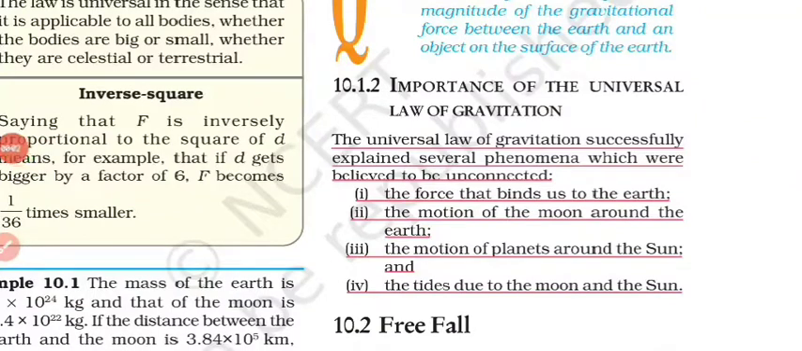So hello students, see page number 134, the topic: importance of the universal law of gravitation. The universal law of gravitation successfully explained several phenomena which were believed to be unconnected. Point number 1: the force that binds us to the earth, the motion of the moon around the earth, the motion of planets around the sun, and the tides due to the moon and the sun. So this law of gravitation successfully explained these phenomena.